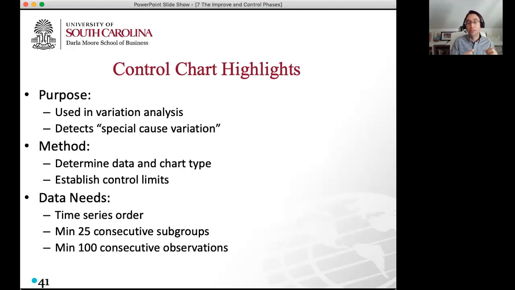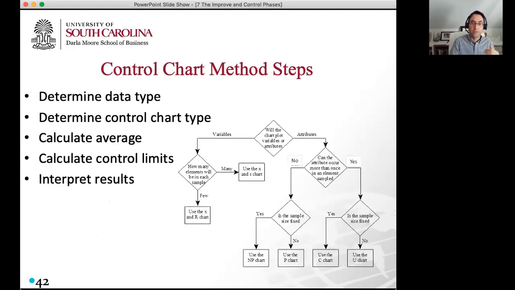So you have a continuous measurement, or you have an attribute. There are different ways and different charts to use, or if you can count as well. You're going to need some time series data here. And here is a flow chart that explains what kind of chart you're going to use. The first question is whether you have attribute or variables, and if variables, how many elements, and what chart to use. So this is when you have continuous variables. This is when you have attribute variables.